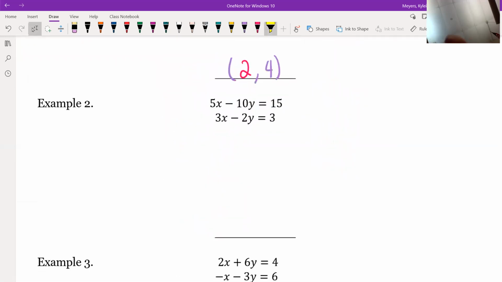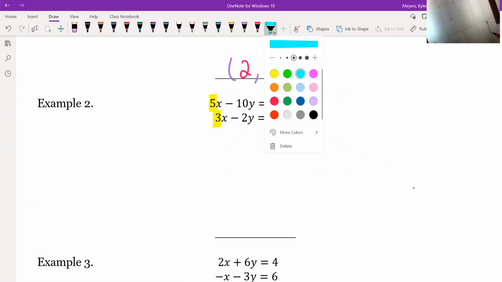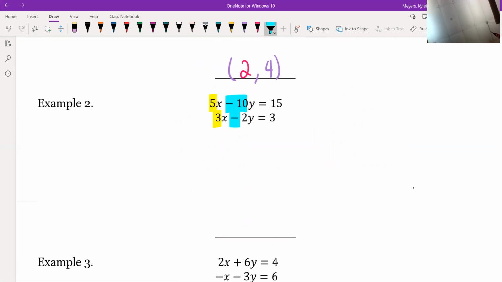So we have 5 and 3, and then negative 2 and negative 10. So neither one of those are the same number. So we need to get them to be the same number. Can 3 go into 5? What about 2 into 10? Can 2 become 10? Yes, right?